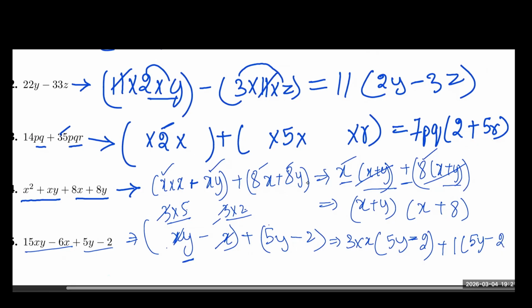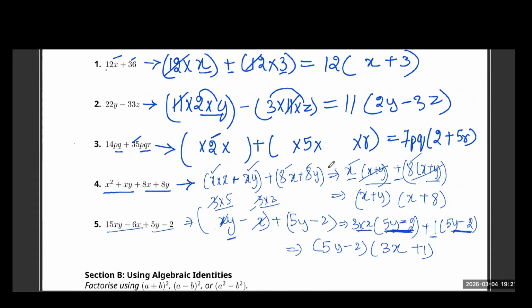If you're not getting any common term, then always you have to make it as 1, means 1 will become your common term. So now what is the leftover part? Now, if you have a look here, you can see there are two terms. We are having a common term again, right? 5y minus 2, if I take common, the leftover part is 3x plus 1. That's okay.